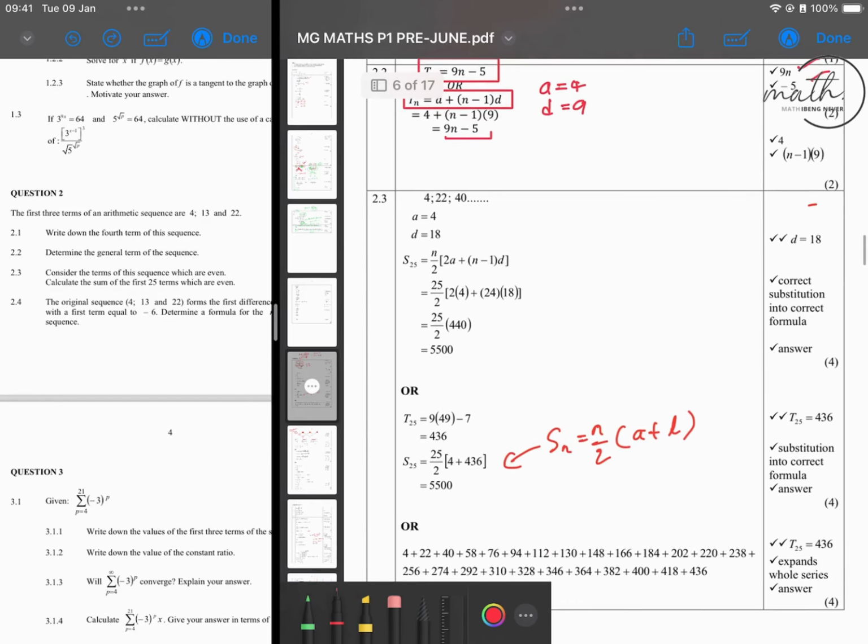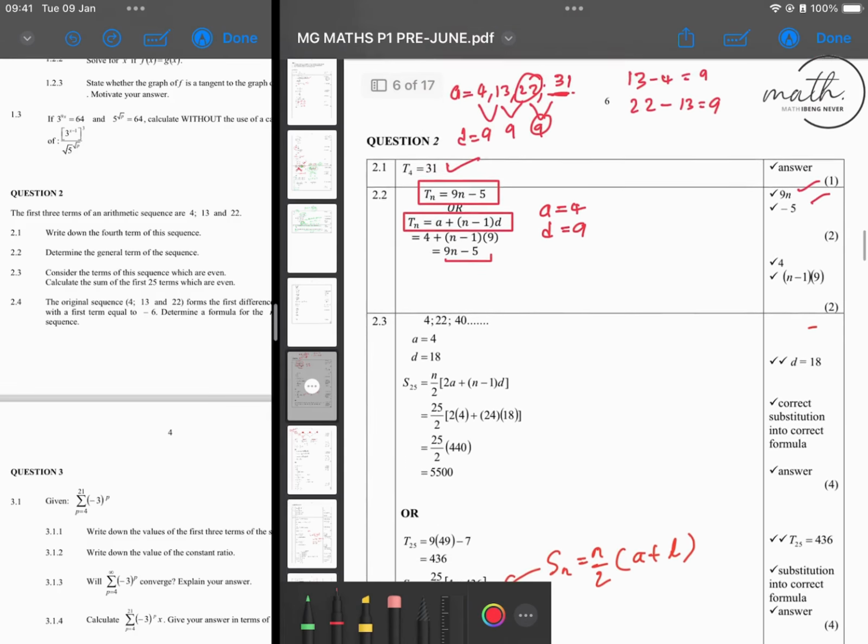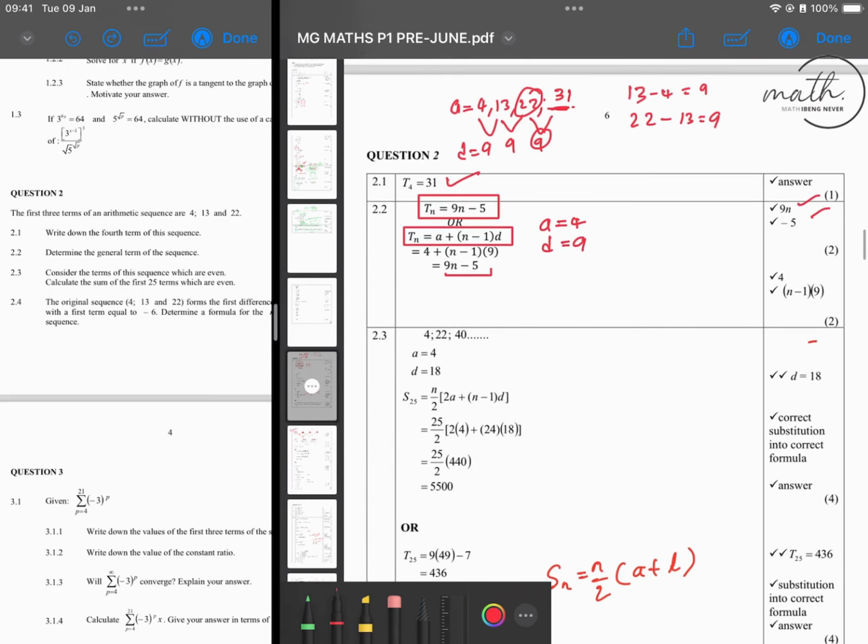Next one, it says 2.3. Consider the terms of the sequence which are even. Now we have to find more terms, so we have to look at the even ones. Let's extend the sequence so that you see. Start with 4 plus 9, you get 13, plus 9, 22, then 31. To see the even ones properly, I expanded more.